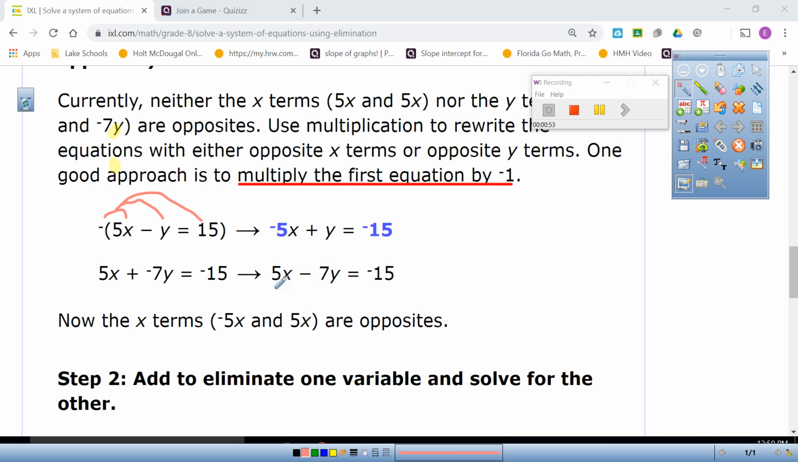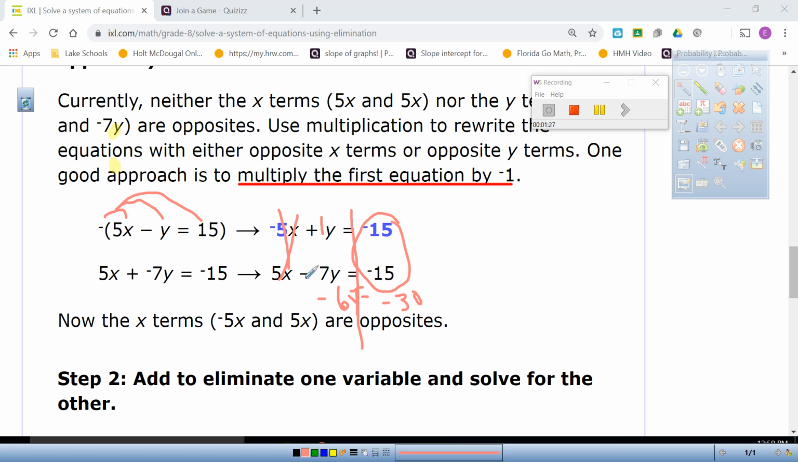So now what I wanted you to notice is you have a positive 5x down here and a negative 5x down here. So those actually cancel out, right? And then you have a negative 7y and a positive 1y. We can put a 1 in front of that. And that leaves me with a negative 6y. Okay? Well, over here, I have a negative 15 and a negative 15. So that is a negative 30.